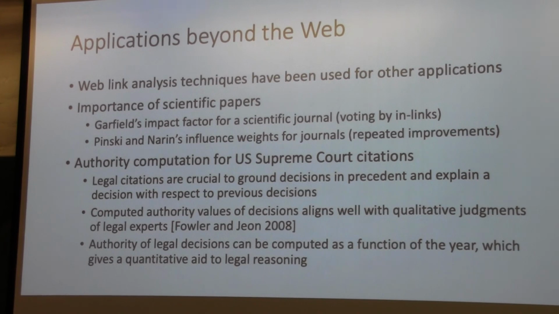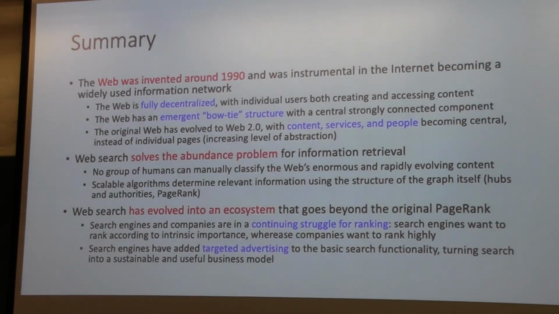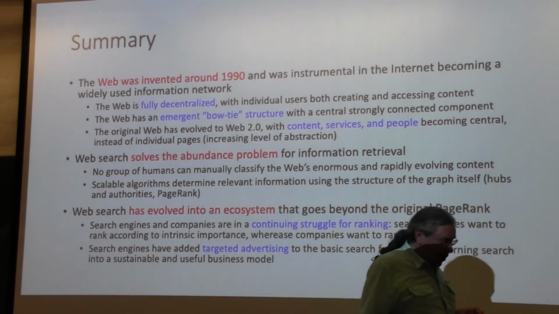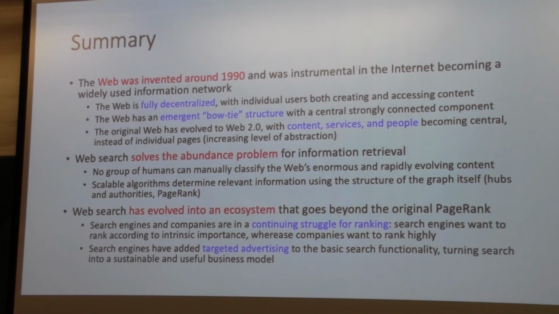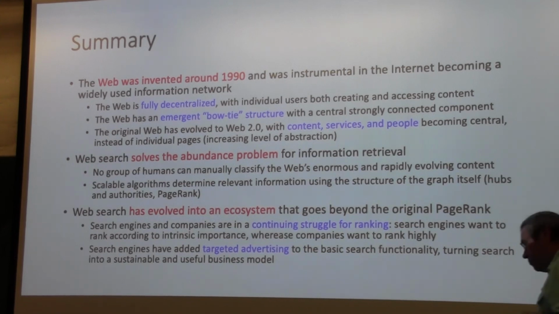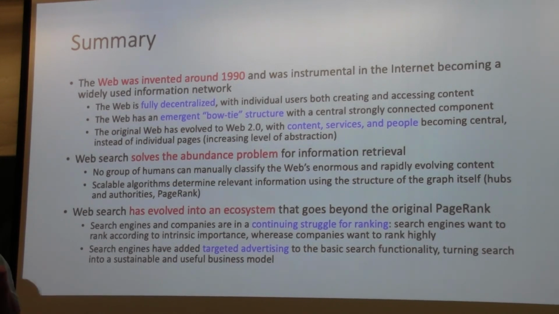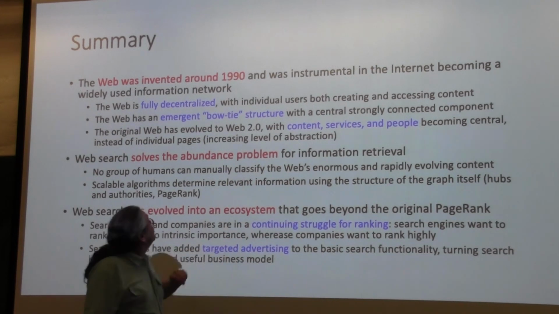Okay, there's a few other things, but let me stop for today and give you a quick summary. So we go back to this. The web was invented around 1990, decentralized, emergent bow tie, and today we have Web 2.0. You can hear people talking about Web 3.0, but that's still kind of a bogus idea. Web 3.0 is supposedly Web 2.0 plus AI and blockchain, but nobody really knows how it's supposed to work. So I'm not going to talk about Web 3.0. But Web 2.0 is a lot.